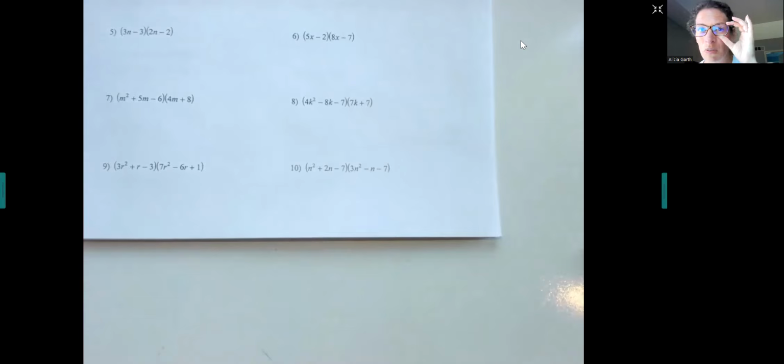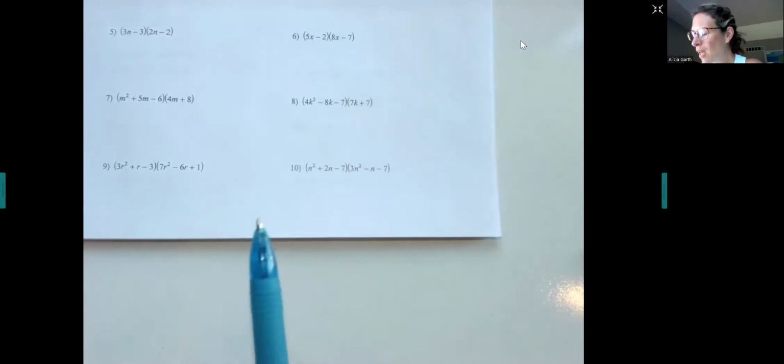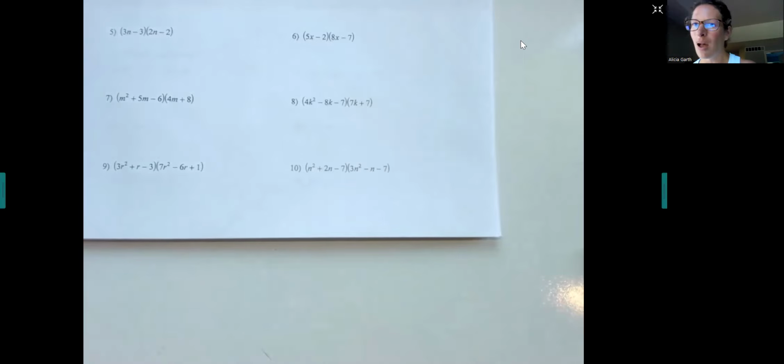I didn't give you a ton of room on here. I'm so sorry, and I write too large. So we'll see how this works out for us. When we're using the distributive property, every single term has to be multiplied by every other term. I make rainbows in different colors so that I can make sure that I'm doing all of that multiplication. My brain needs to see that I've been doing it and that I already did that problem.